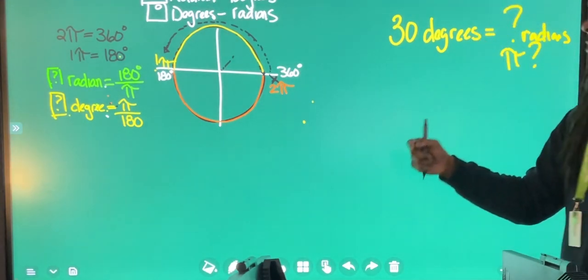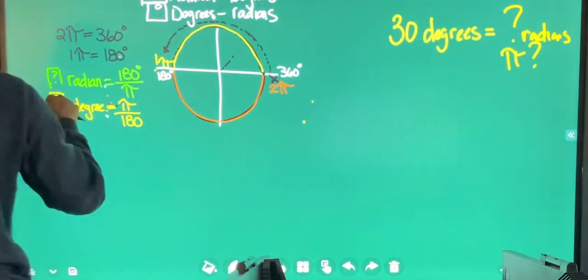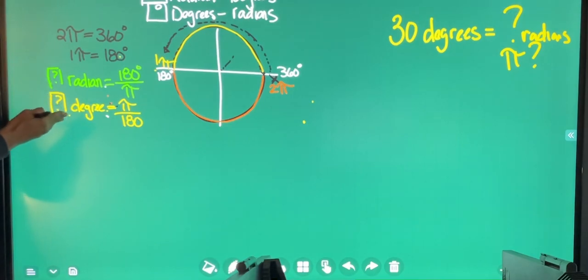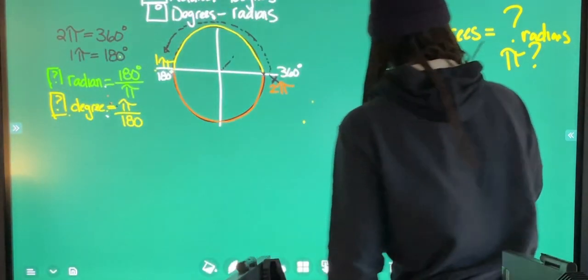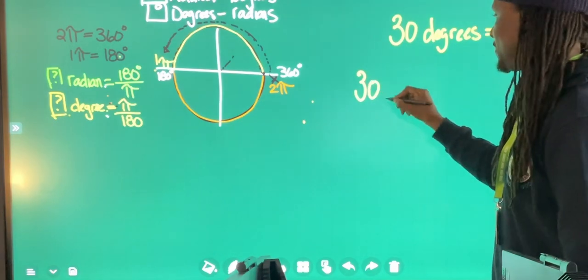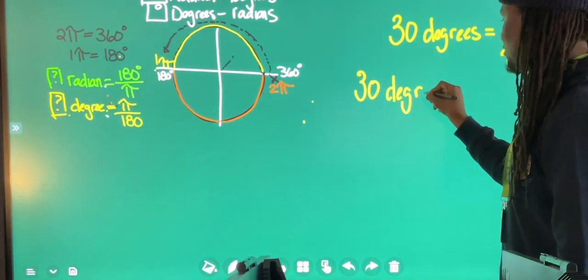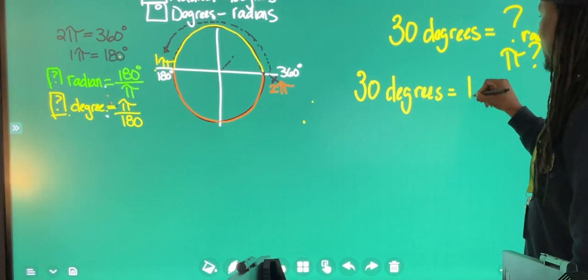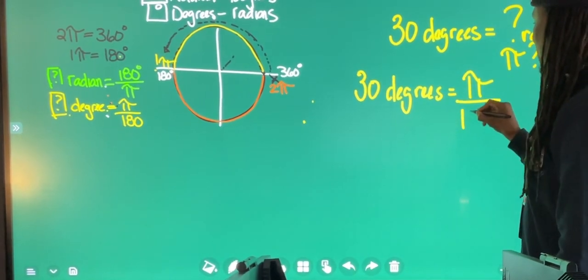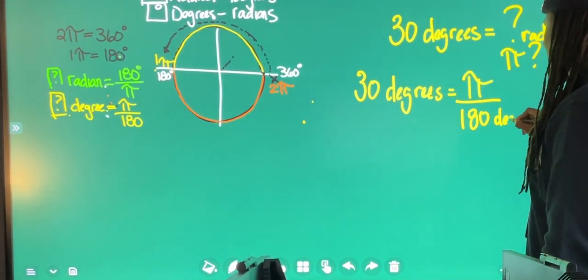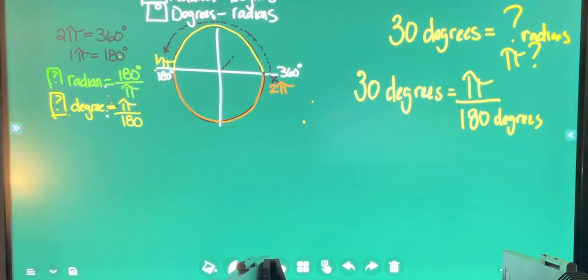So using this, are we going from radians to degrees, or we got degrees, right? So we'll use this one because we need the radians. So you'll set it to 30 degrees equals pi over 180 degrees. With me? So it's degrees to radians. Yeah, we're going from degrees to radians first. Then I'm gonna show you how to go from radians to degrees.